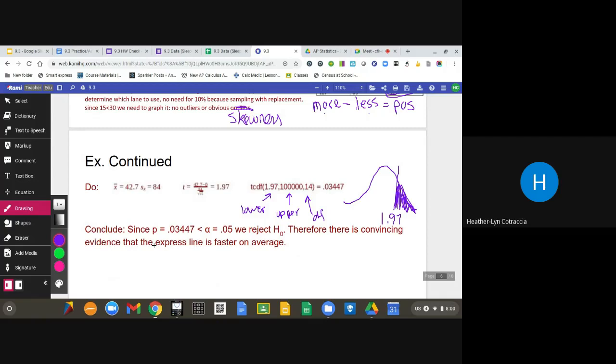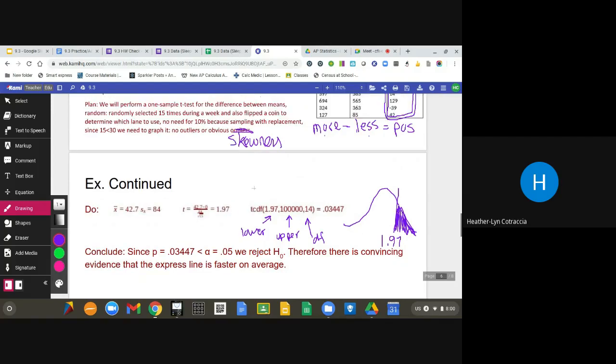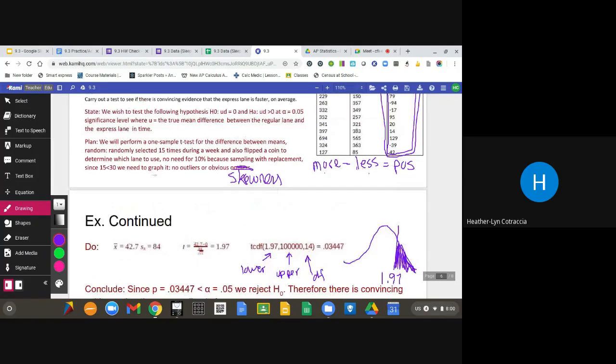Okay, so like I said, everything's in the reference paper. No surprise, especially after you watch the previous video with proportions. Means is the same. It's just slightly different on how you calculate the test statistic. For the p-value, you use a t-cdf instead of a normal cdf, and there's the large counts normal condition. Everything else is exactly the same.